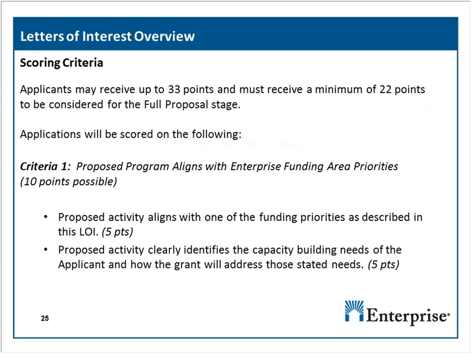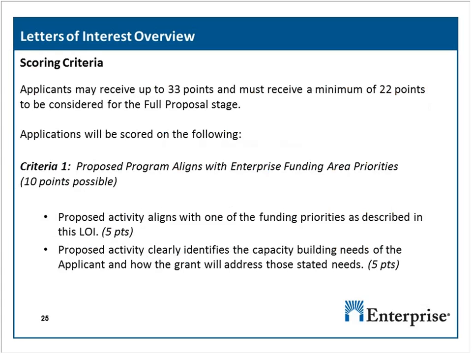Okay, so for scoring criteria, applicants can receive up to 33 points and must receive a minimum of 22 points to be considered for the full proposal stage. I should note, though, that the decisions to move an applicant forward will also be based on eligibility, your responsiveness to the criteria, your alignment with the identified priorities, and comments from our reviewers. In addition, the total number of applicants selected to submit a full proposal will be contingent upon the number and quality of LOIs that we receive.